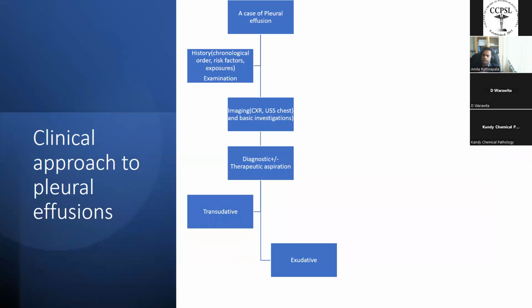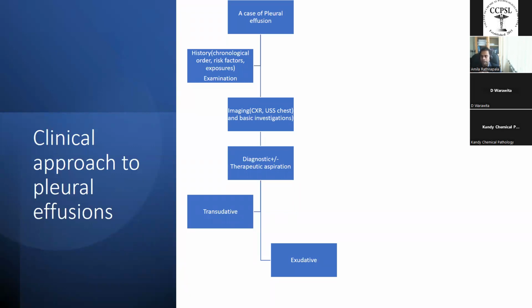So how do you approach pleural effusion clinically? When you're suspecting pleural effusion, the most important aspect of your clinical assessment is the history, because even when you're processing a laboratory investigation, it is very important to have a brief history about this patient. So what is the chronological order of this disease?